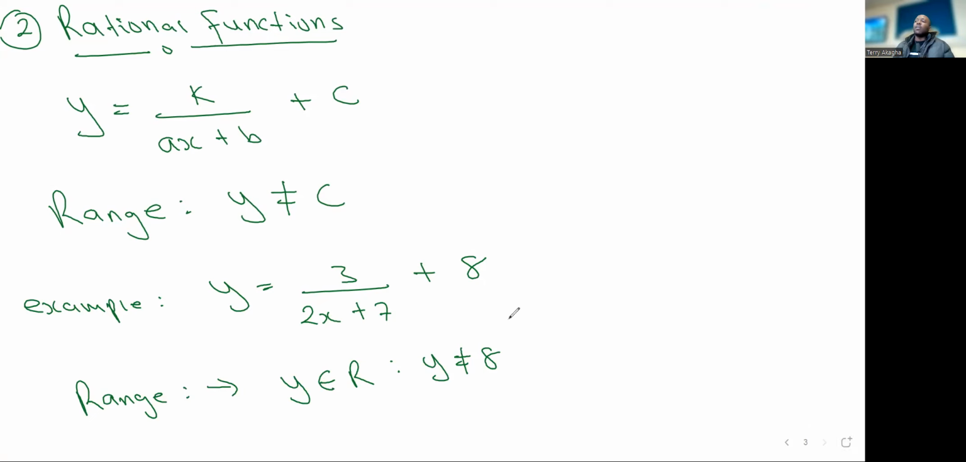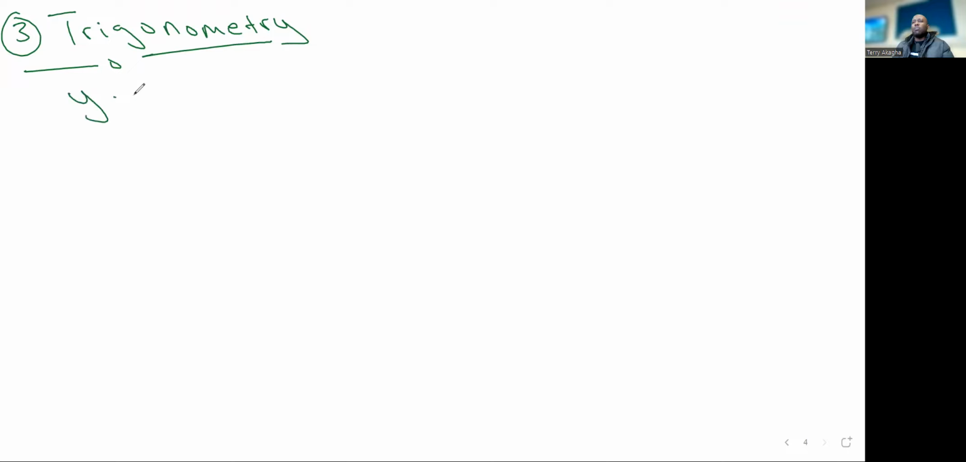Now the next part is number 3, trigonometry. When you have a question that involves a trigonometric function, it could be different forms of trigonometry. It could be sine or cosine, but I'm going to use sine and cosine here just as an example. So you can have y equals a sine x plus b, or y equals a cos x plus b. It does not really matter.